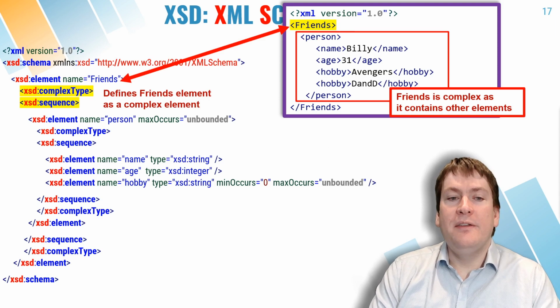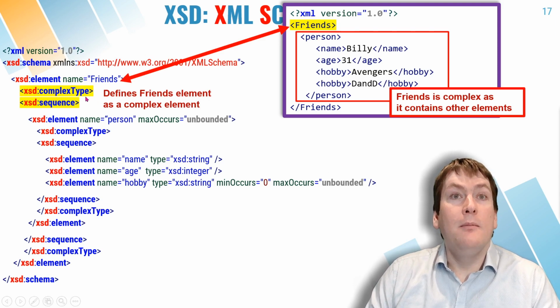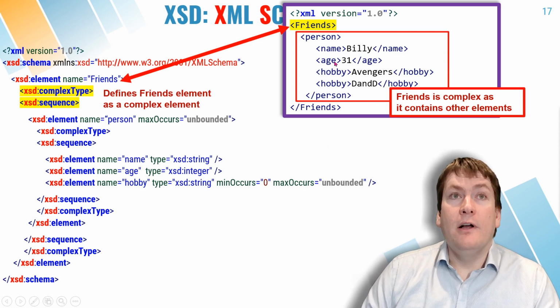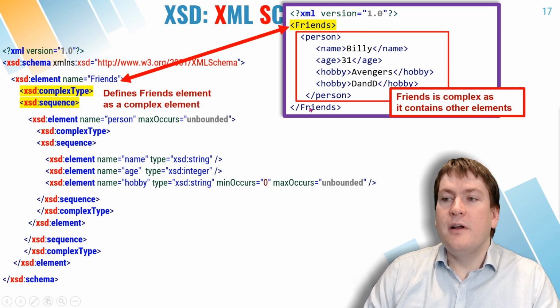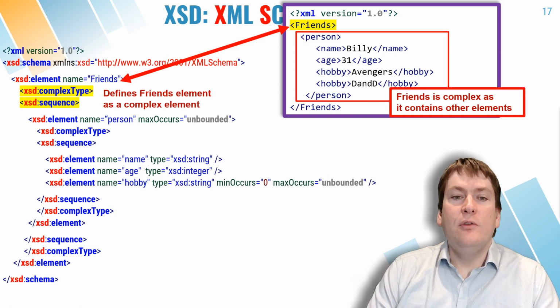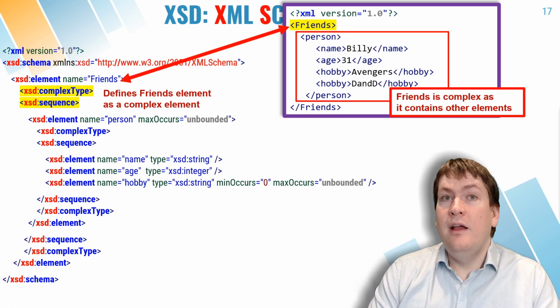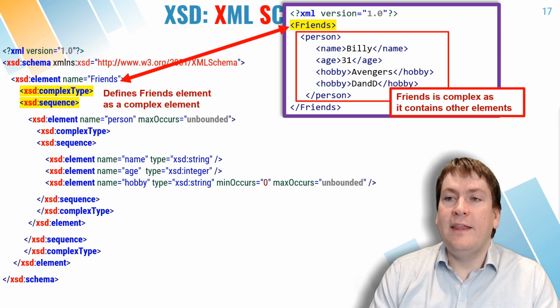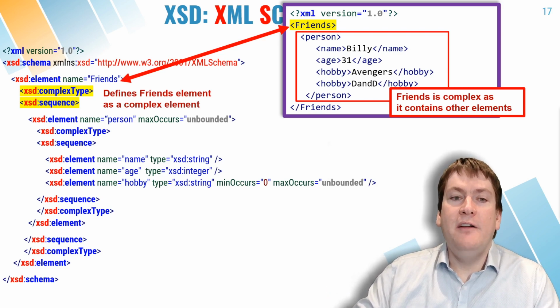Next we see here two elements, one called complexType and one called sequence. Whenever we have a complex element, in this case friends is complex because it contains other elements, we want to use these two tags in our schema document to say that this is a complex element. The complexType element says that this is a complex element, and it applies to what's inside of it. Since this is inside of friends, we're saying that friends is a complex type.